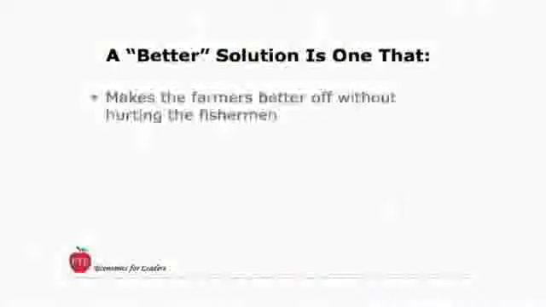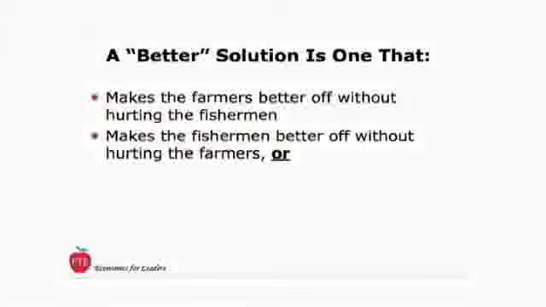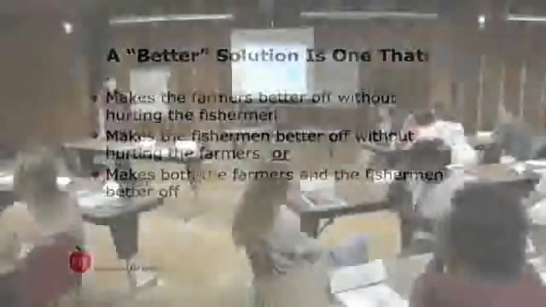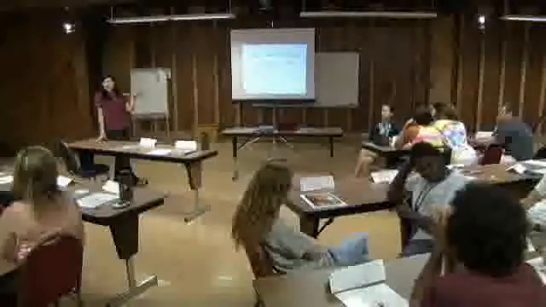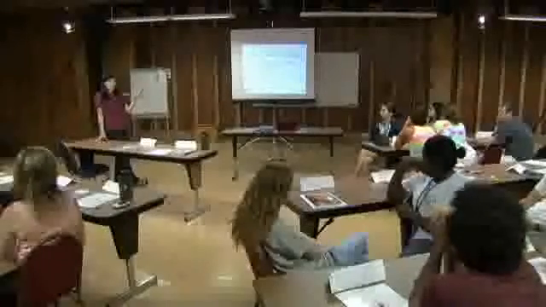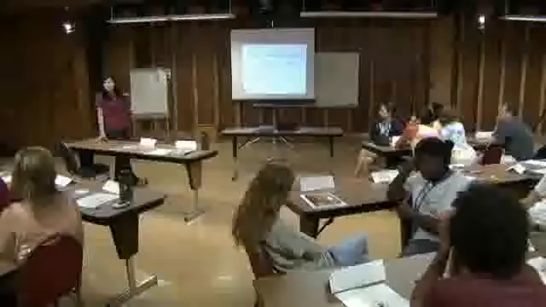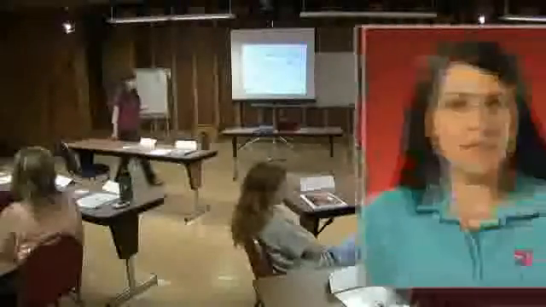A better solution would be one that would make the farmers better off without hurting the fishermen, or make the fishermen better off without hurting the farmers, or make both the farmers and the fishermen better off. You want at least one party to be better off without hurting the other party. If somebody's worse off and I can come around and make a party better off, then I get to keep the money. Any questions? Give the students 10 to 15 minutes to work on the problem.